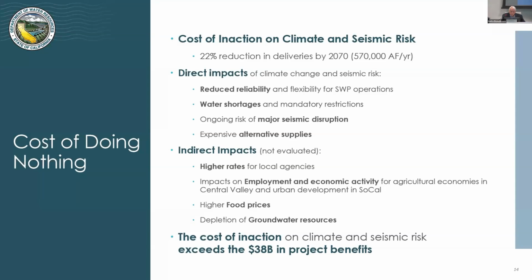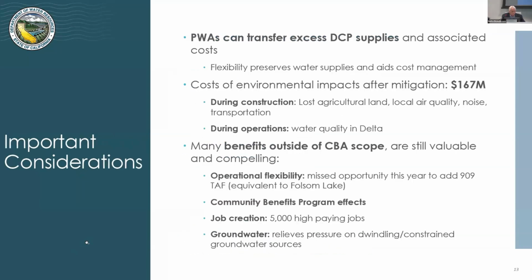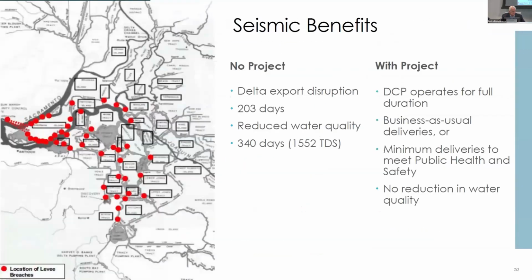Second question I have on the interruption due to the seismic event: 203 days of export disruption and 340 days of increased salinity. I wasn't sure if there was a dollar sign put to that. Oh, there is. That's incorporated in the benefit estimation. So we have $38 billion in benefits that we're measuring as a result of the DCP over that 100-year operating life. The seismic benefits are rolled into that.